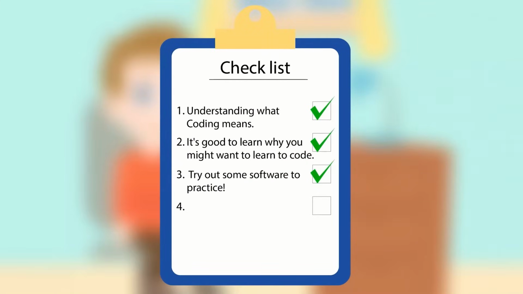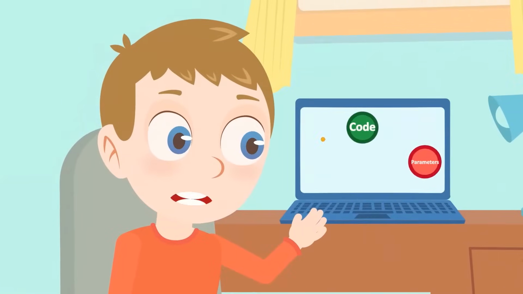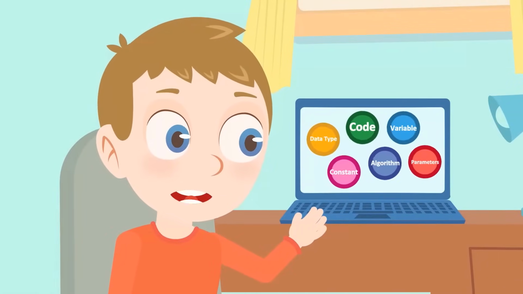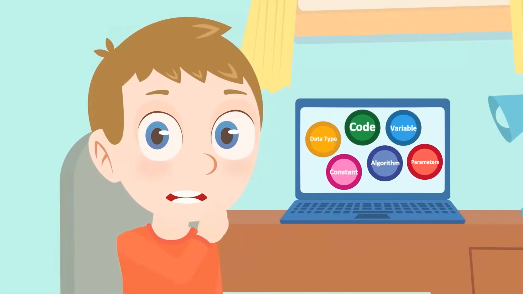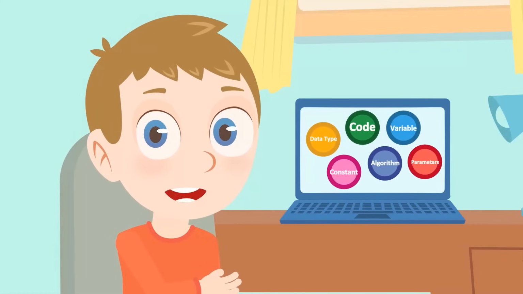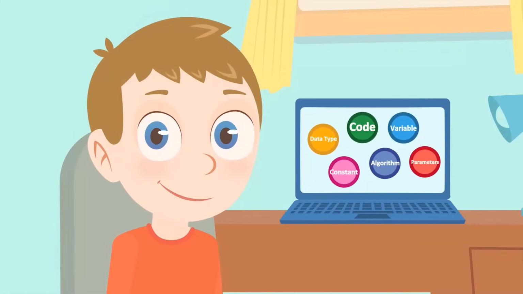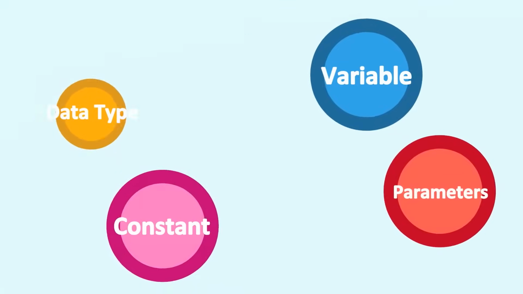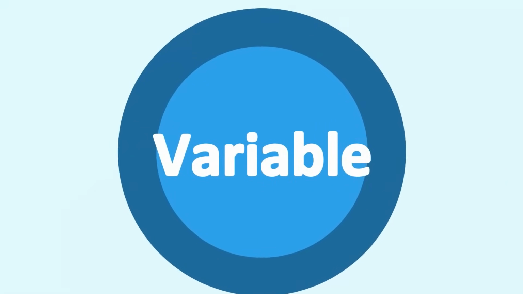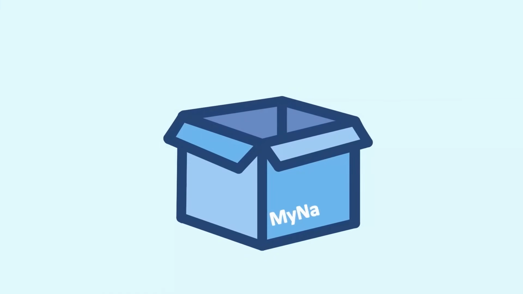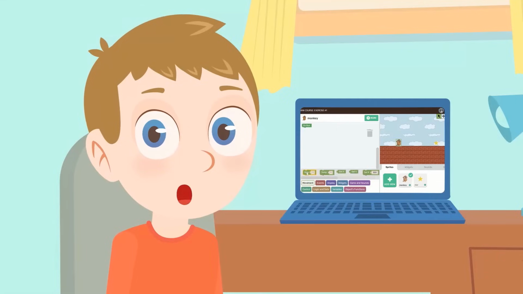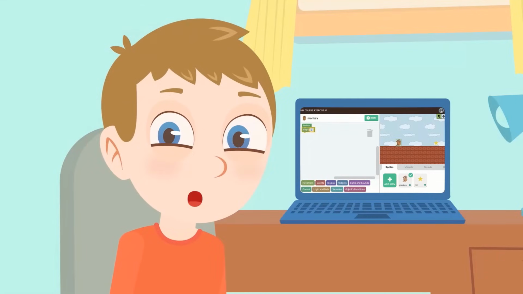Step 4. Learn what some of the common coding terms mean. You will come across loads of new words and names for things. It's really helpful to understand these before you come into contact with them. For example, variable. A variable is like a box that stores some particular information. You can give the variable a name, and then you can change it as you need to make changes to the code and eventually your game.